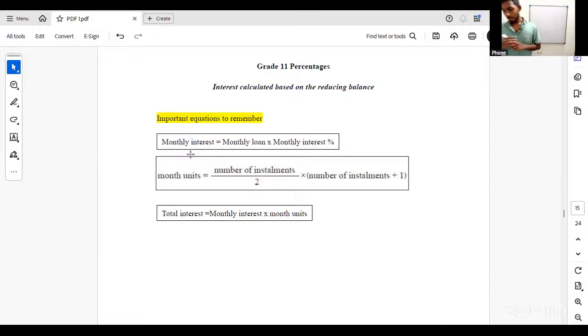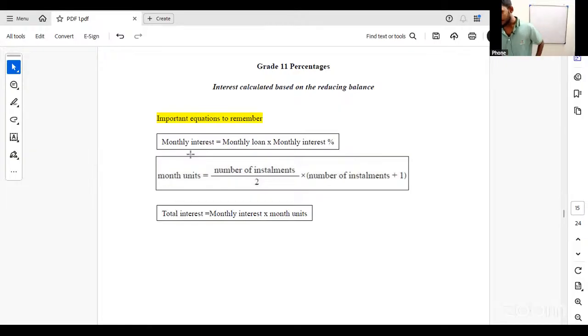First one is monthly interest. We'll come to that. So monthly interest equals the monthly loan into monthly interest percentage. This equation you have to remember.